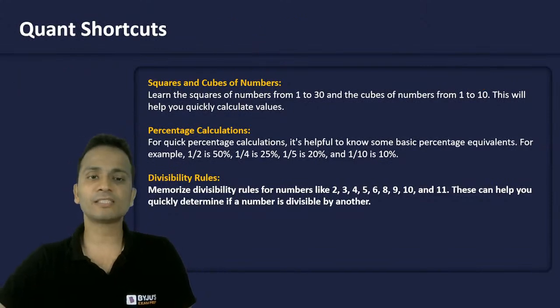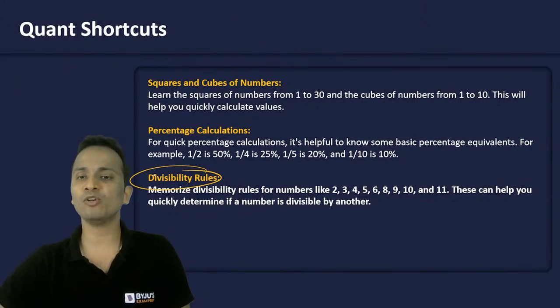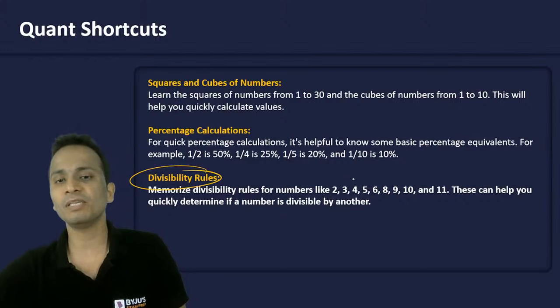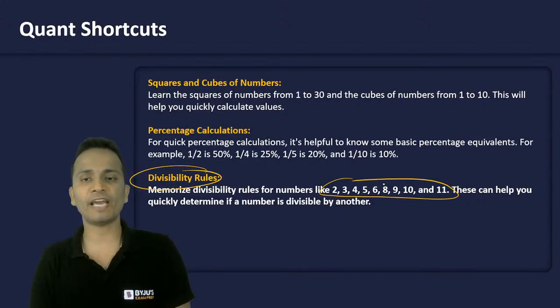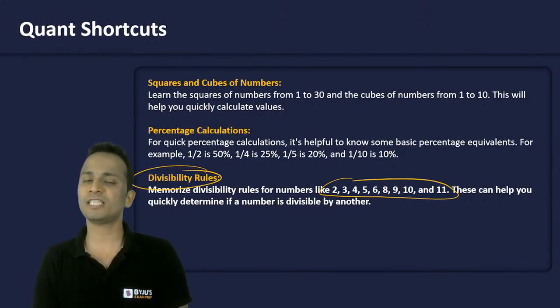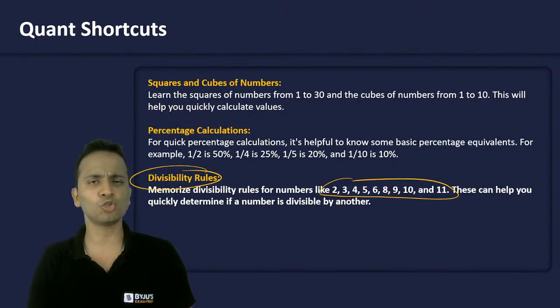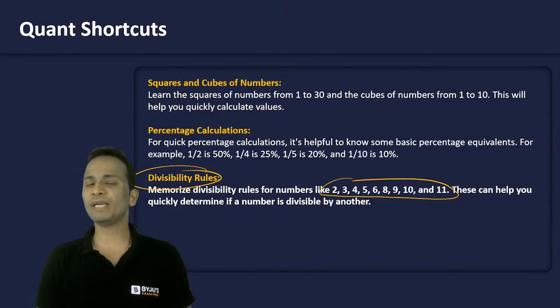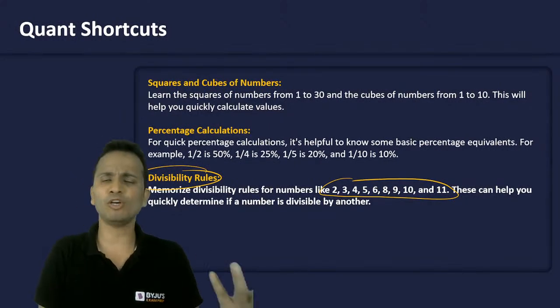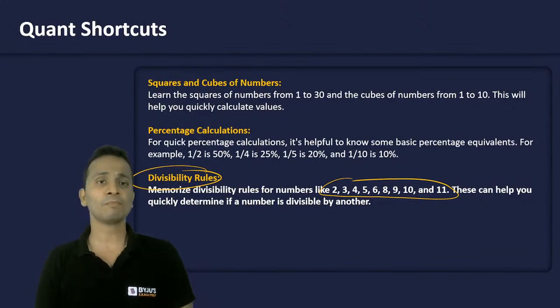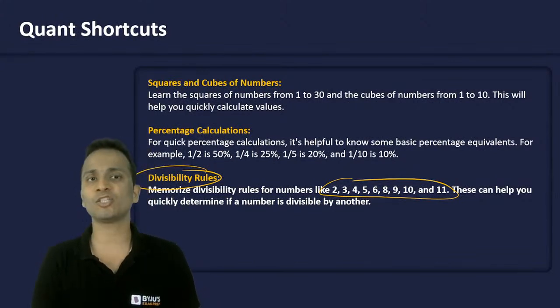The third thing is knowing all the divisibility rules, at least the numbers that I have written here. Okay, so 2, 3, 4, 5, 6, 8, 9, 10, 11. At least these numbers to start with. But divisibility rules will also help you at a lot of places. Not only in checking the divisibility of any number with any other number, but to calculate the remainders as well.